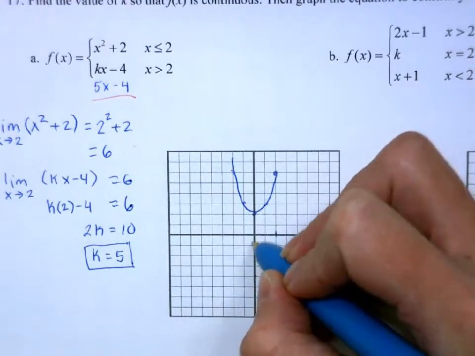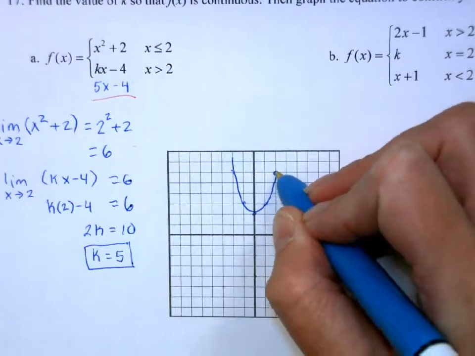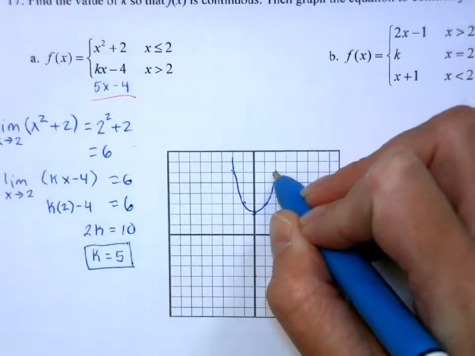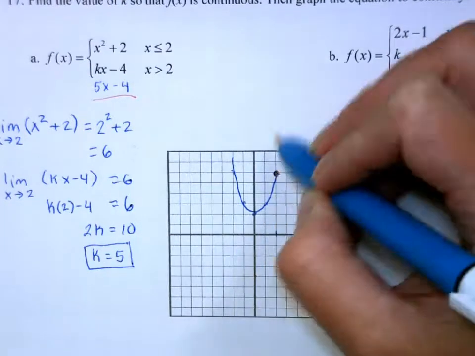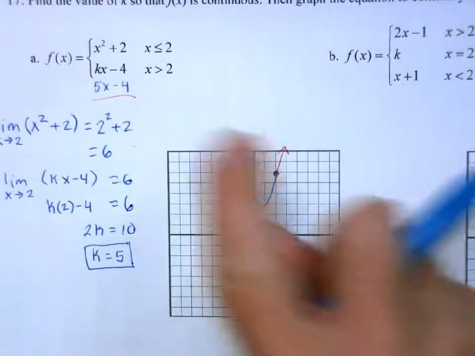Part of the reason you're graphing here is to confirm that you picked the right thing. If you got the wrong answer, your line wouldn't start here. It started at a different location.